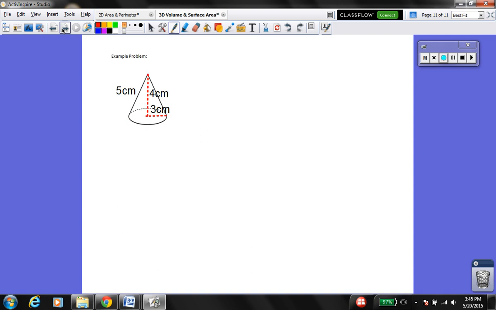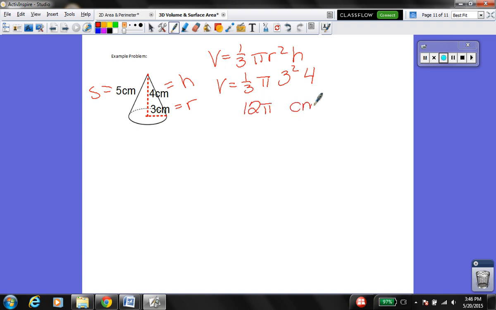Let's try a practice. So we have the slant of 5, we have the height of 4, and then we have a radius of 3. The volume is equal to 1/3 the base, pi r squared, times height. So in the volume, we don't even need to know what the slant is. So I'm going to say volume is equal to 1/3 pi, radius is 3 squared, and height is 4. 9 divided by 3 is 3, times 4 is 12. So it's 12 pi centimeters cubed.